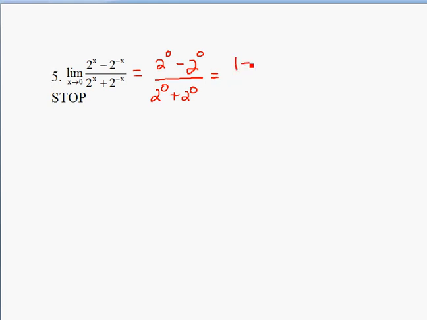So the numerator is 1 minus 1. The denominator is 1 plus 1. I get 0 in the numerator, 2 in the denominator. Well, 0 over 2 is just 0, so our limit is 0. And that wraps up our video on limits of algebraic techniques.